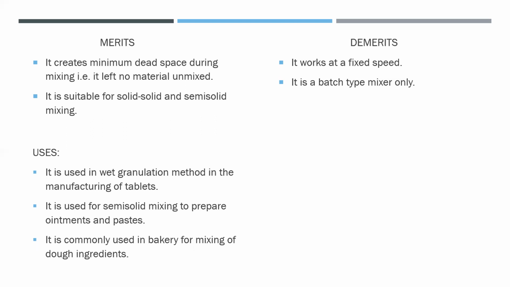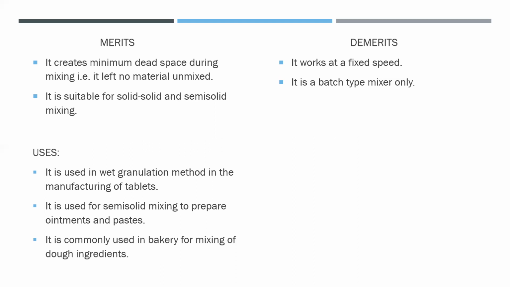Next merit, it is suitable for solid and semi-solid mixing. So this is mainly used for solid and semi-solid mixing. So these are the merits. Next point, demerits of this sigma blade mixer. It works at fixed speed, and it is a batch type of mixer only.